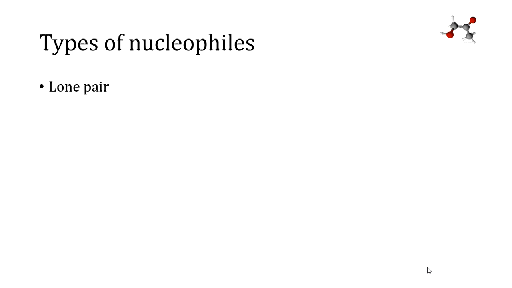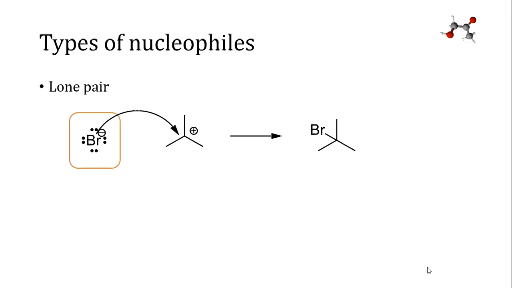Just like there are 3 types of electrophiles, there are 3 common types of nucleophiles. One of them that's most easy to recognize are the lone pair nucleophiles. Like the bromide anion in this reaction mechanism, lone pair nucleophiles are things that have lone pairs that can be used to form new bonds.